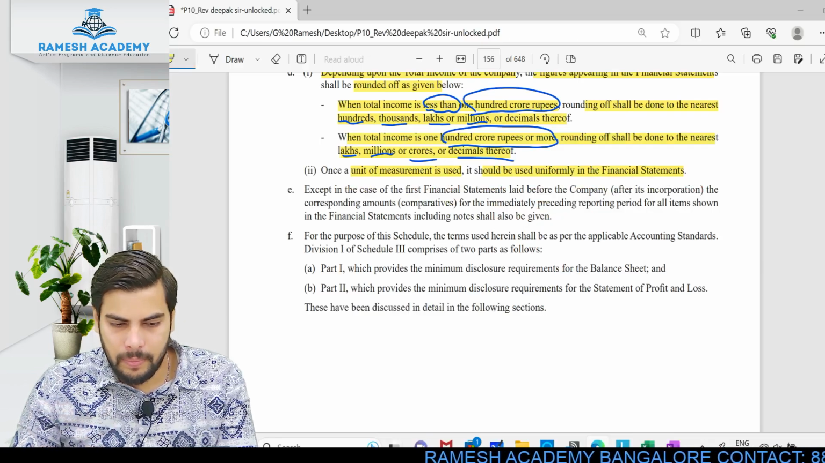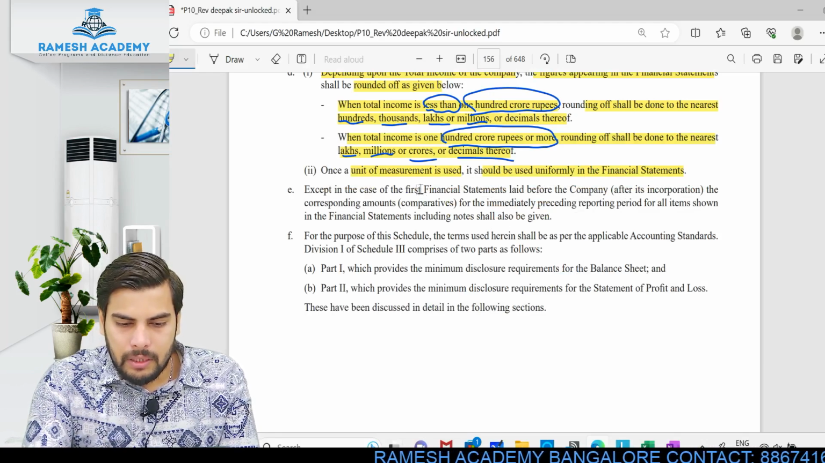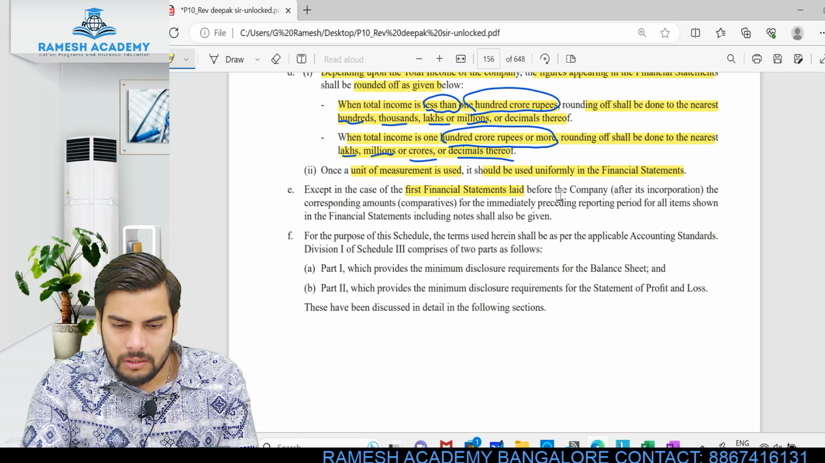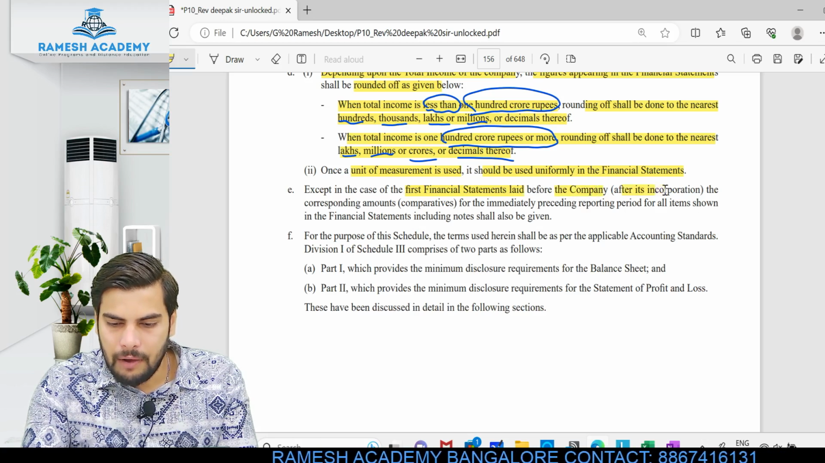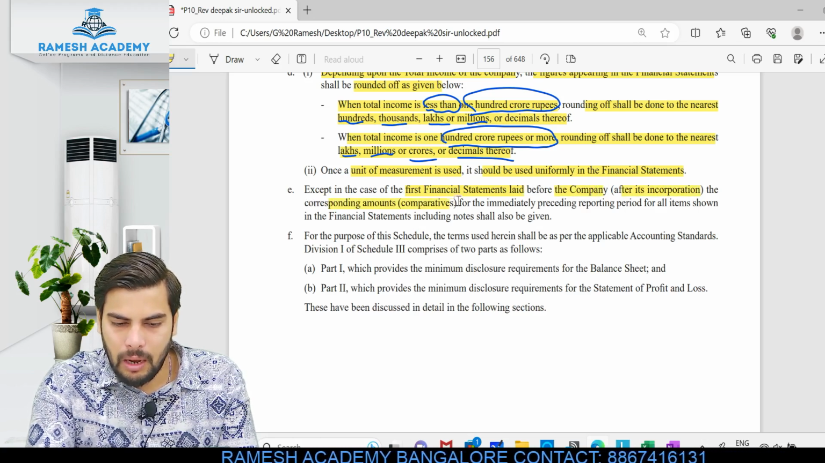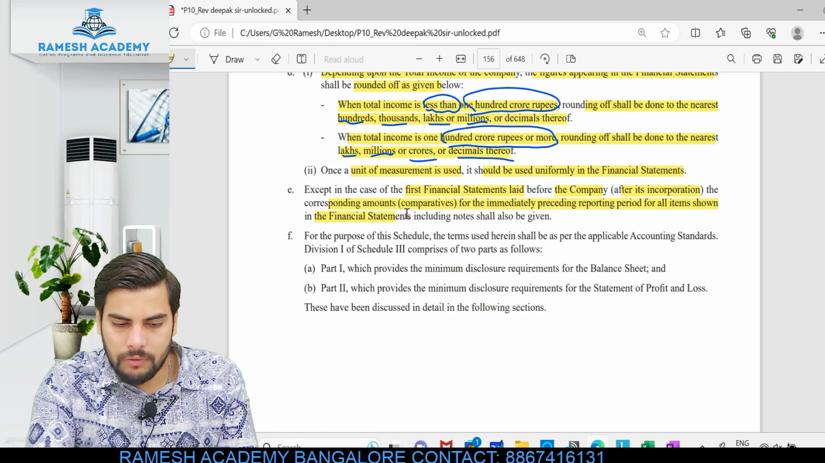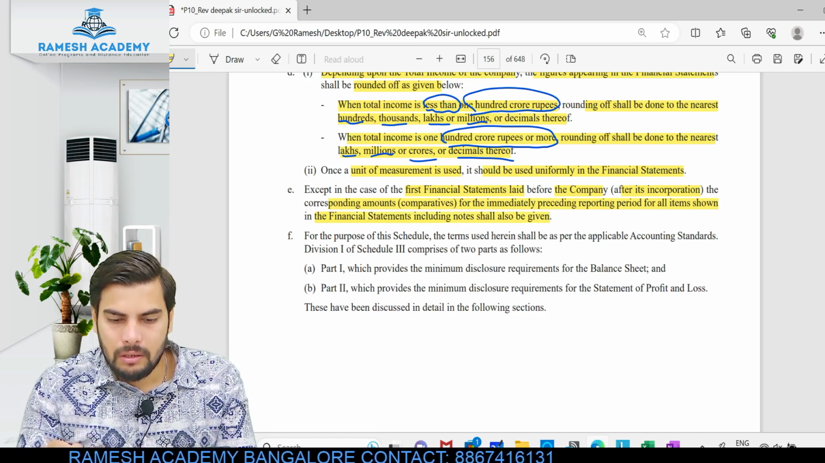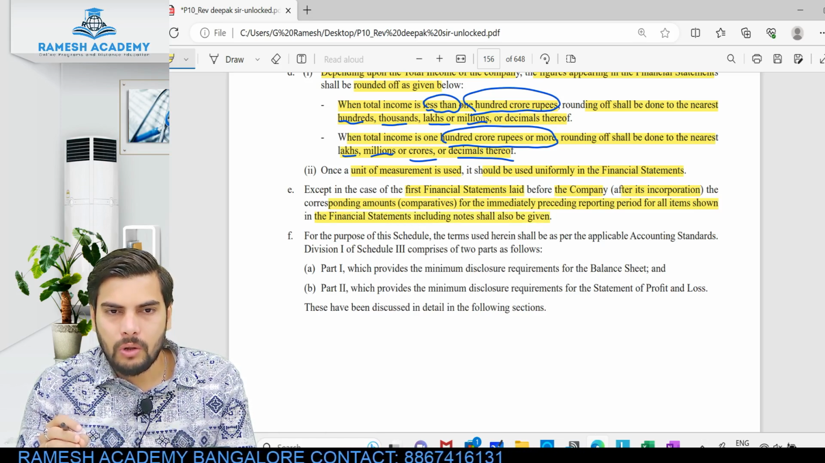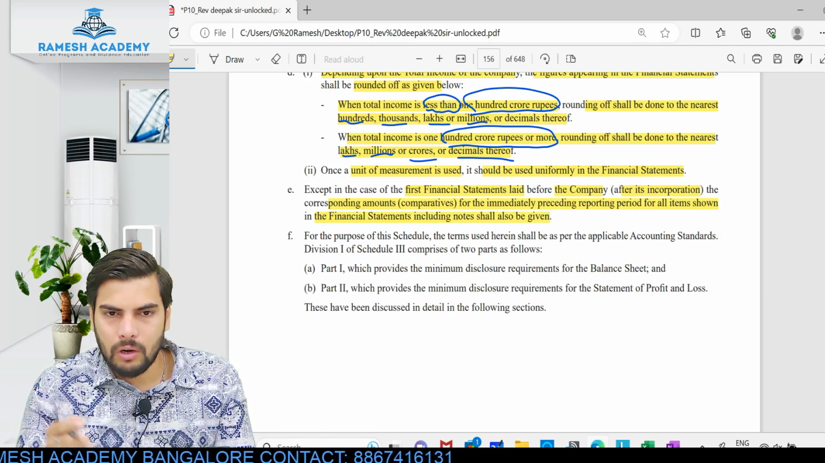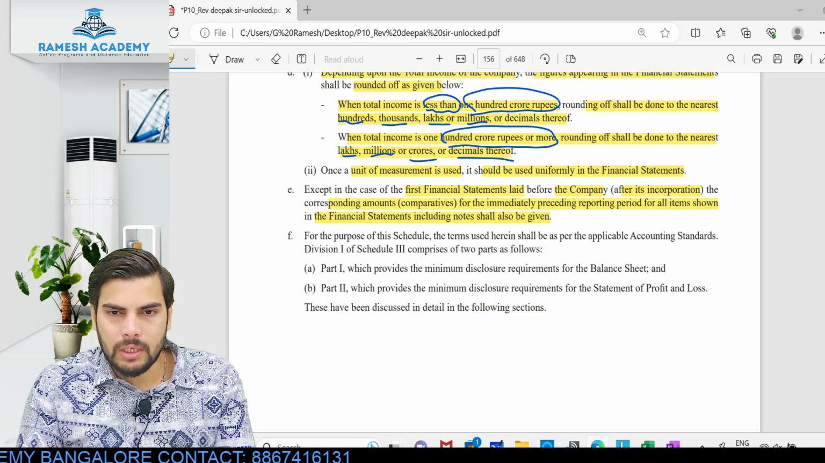Look at this. Except in case of the first financial statement laid before the company after its incorporation, the corresponding amounts for the immediate preceding reporting period for all the items shown in the financial statement, including the notes to accounts, shall also be given. So including the notes to accounts, all this information will be given. Hope you guys understood this. Is this clear?